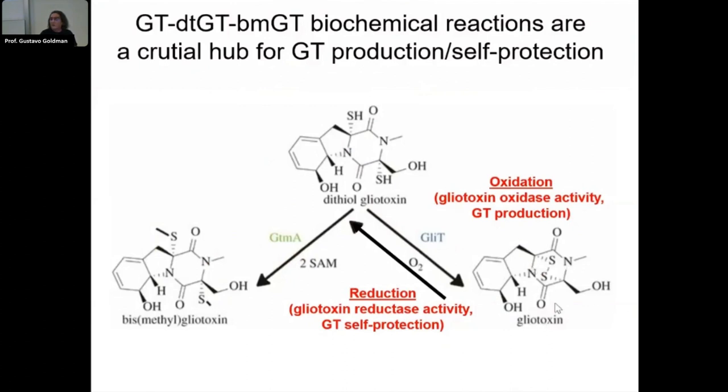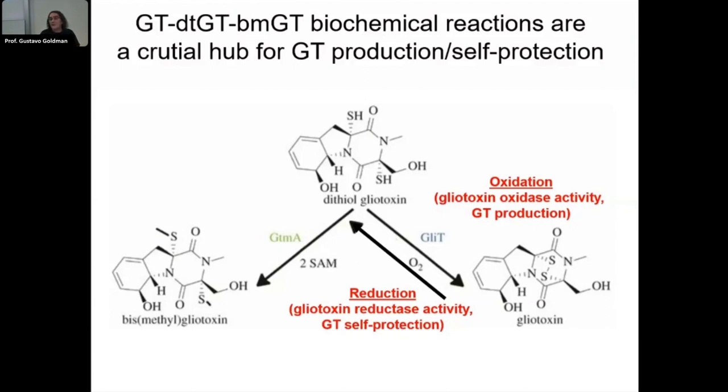If there is a lot of gliotoxin, it is converted to dithiol again, and GtmA helps to detoxify by producing a methylated form of gliotoxin. It means that GliT and GtmA are essential genes in this process. Most of the producers have GliT and GtmA. The non-producers normally don't have GtmA. They have only GliT, okay?